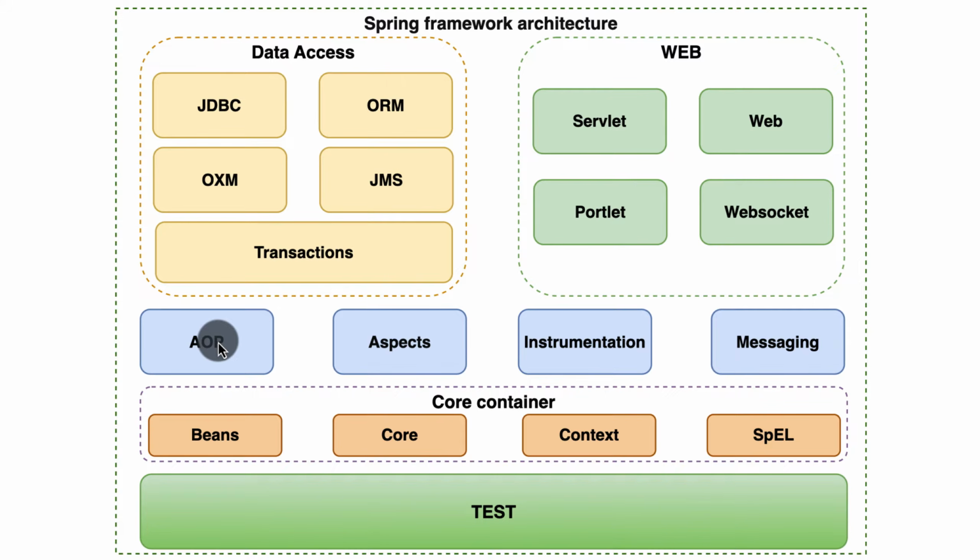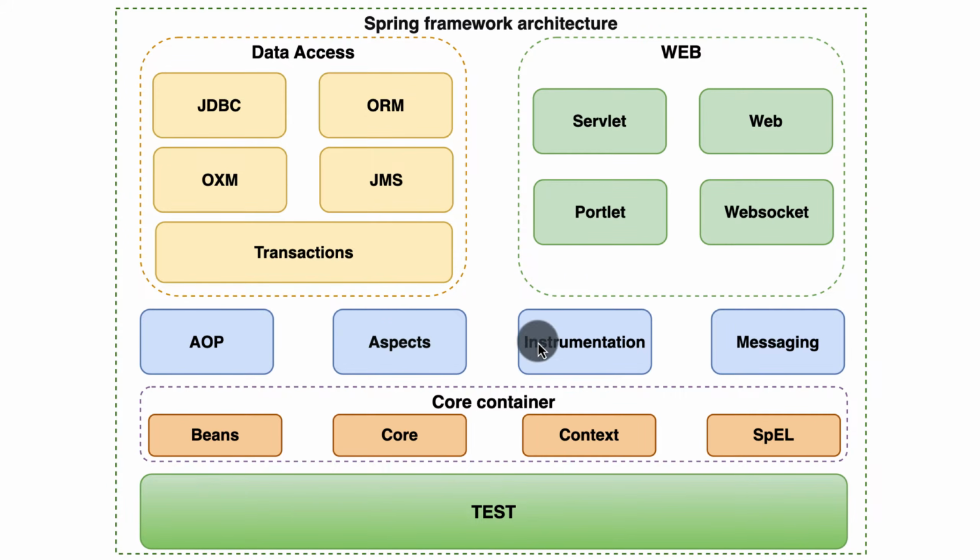The Aspects module provides a set of pre-built aspects that can be used in AOP-based applications. These include logging, caching, security, and transaction management. Aspects are reusable code modules that can be applied to different parts of an application to add functionality without affecting the core logic.